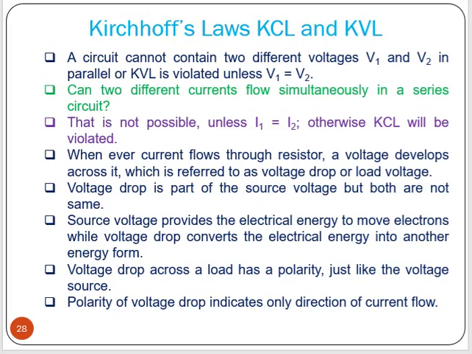Now a circuit cannot contain different voltages V1 and V2 in parallel, or KVL is violated, unless V1 equals V2. Can two different currents flow simultaneously in a series circuit? No, that is not possible unless I1 equals I2, otherwise KCL will be violated. So the reason behind that is KVL and KCL.